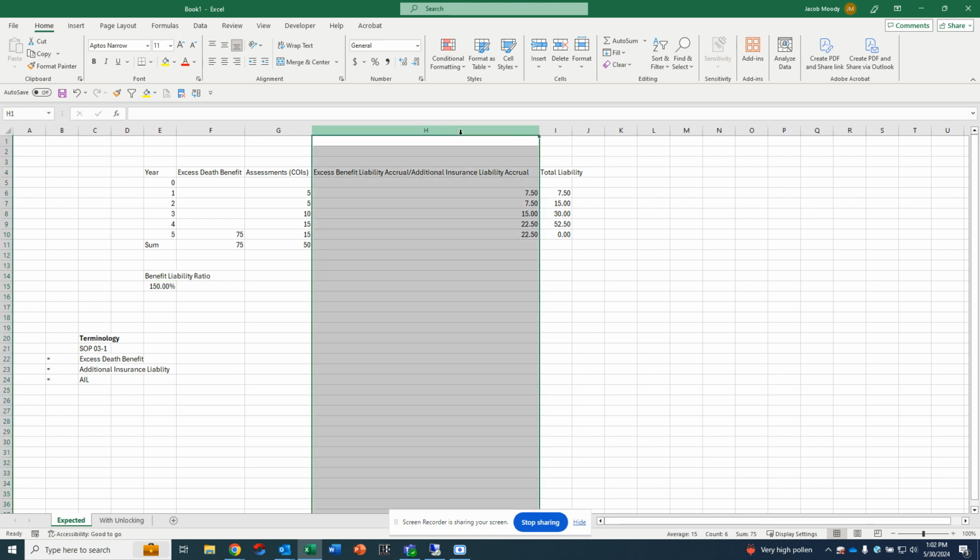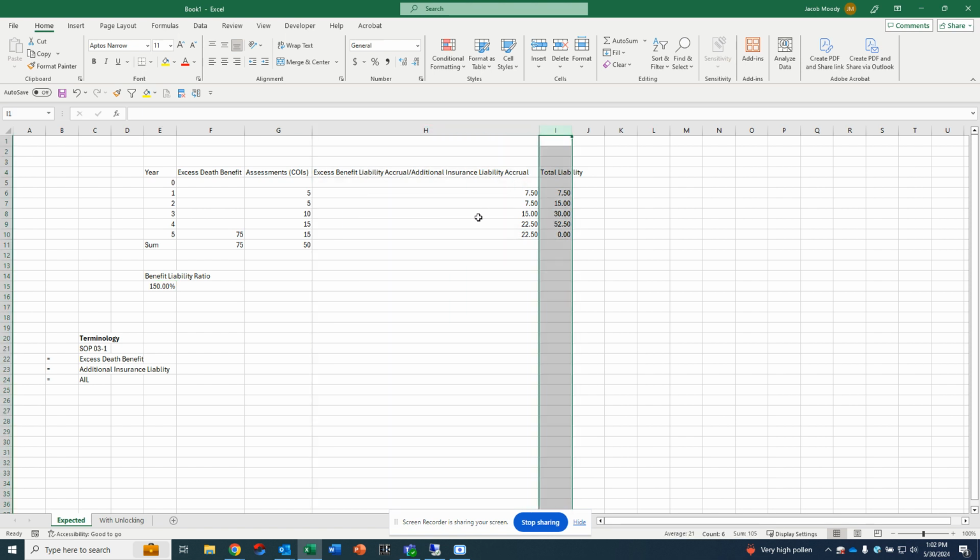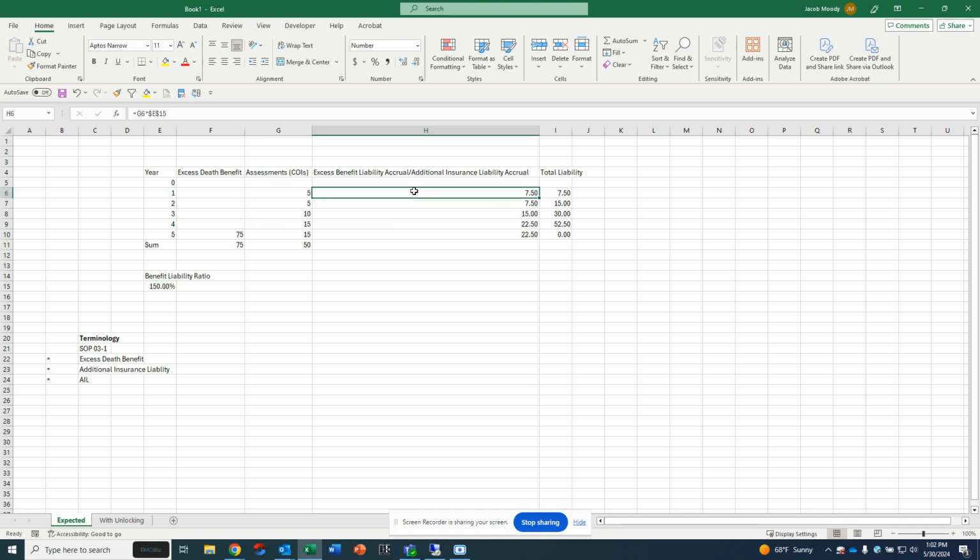That's what I have going on in columns H and I. What you do is sum this up for all periods. I have my COIs of 50 and excess death benefit of 75, so I have a benefit liability ratio of 150%. For year one, you multiply the COI by 150%. So I get 7.5, and my total accumulated AL at time one is 7.5.